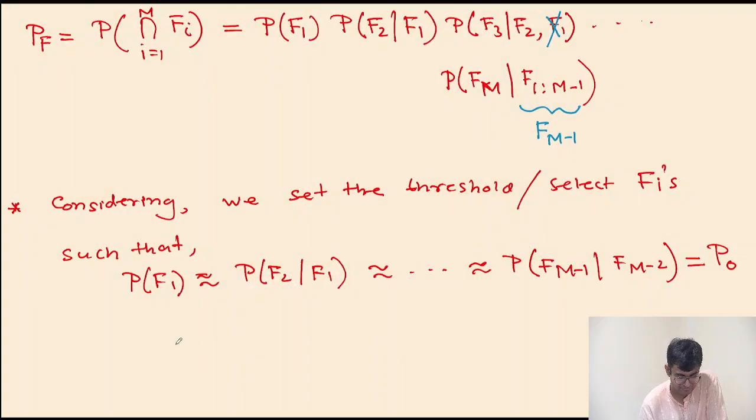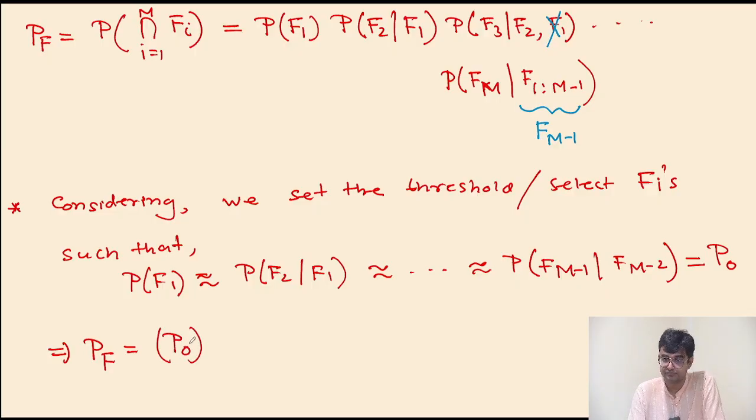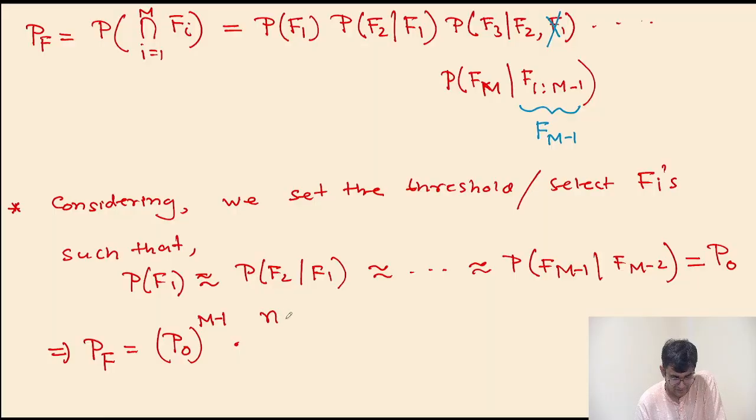And let's say that is equal to P naught. Okay. So then what is my PF? What will be my PF? P naught to the power m minus 1, multiplied by, because the last one I have not done anything. So that last one I need to calculate. Multiplied by NF by N. NF by N is the probability of Fm given Fm minus 1.